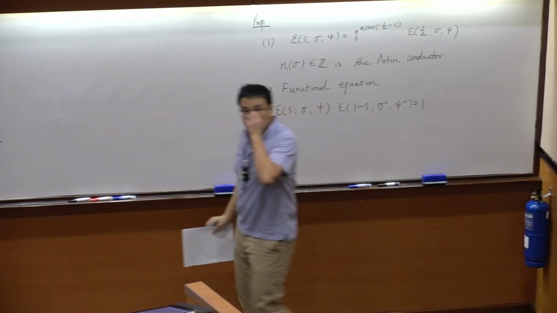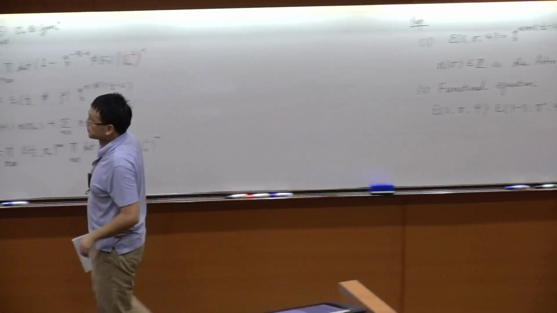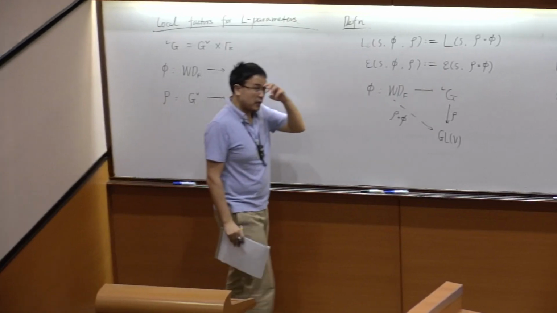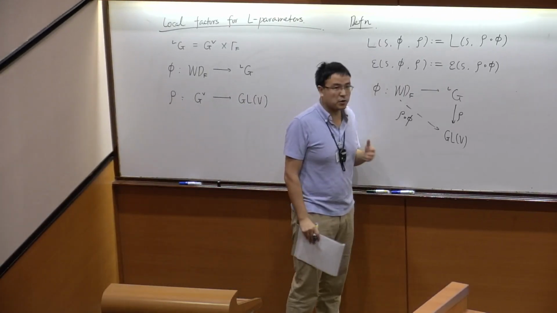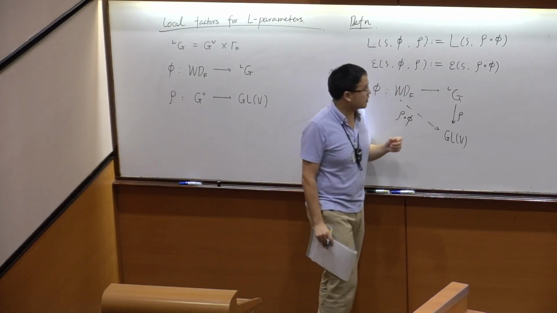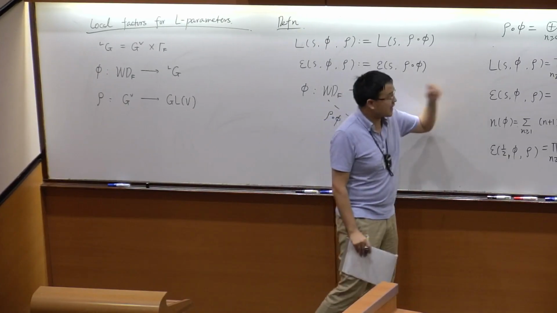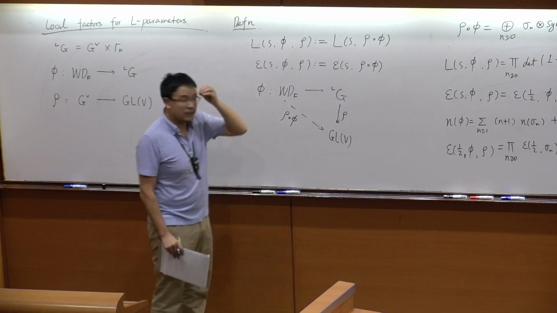Okay, so this inductive formula also includes the L parameters for the GL_n case. Previously we only defined it for the Weil representations, and in this case you can also think of G as just GL_n. So this inductive formula also works.